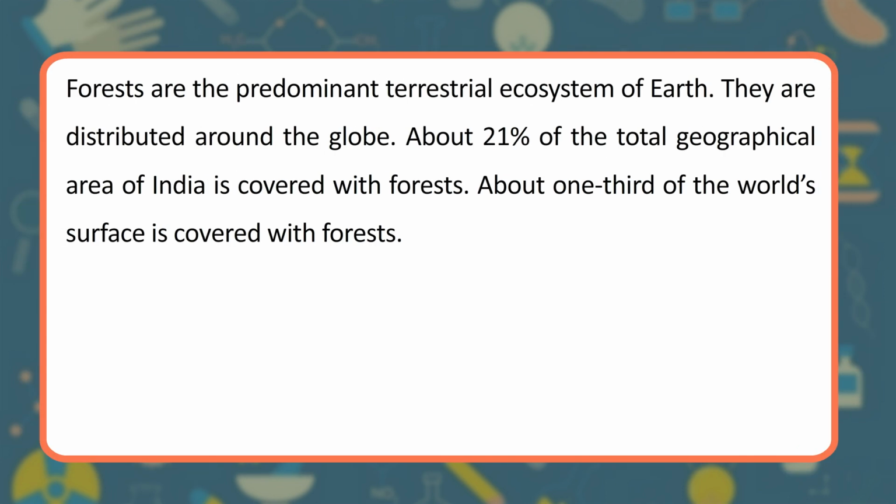Forests are the predominant terrestrial ecosystem of Earth. They are distributed around the globe. About 21% of the total geographical area of India is covered with forests. About 1/3 of the world's surface is covered with forests.